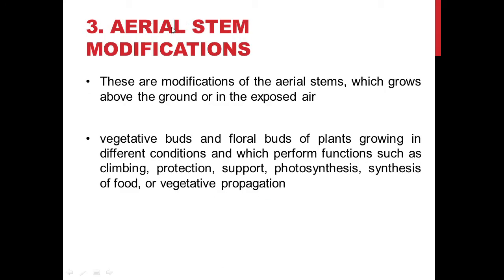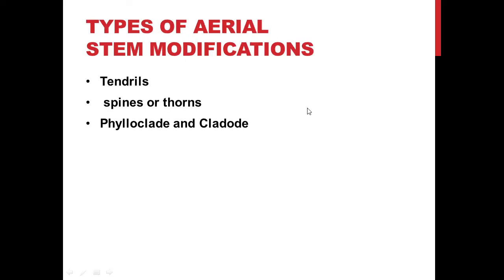Now the last one is aerial stem modification. As the name indicates, these grow above the ground or may be exposed in air. It includes vegetative buds and floral buds of plants growing in different conditions which perform different functions, and the functions include climbing, protection, support, and some help in photosynthesis, and these are very helpful in vegetative propagation. So the types of aerial stem modification include tendrils, spines or thorns, phylloclads, and cladodes. Now we will discuss all these one by one.